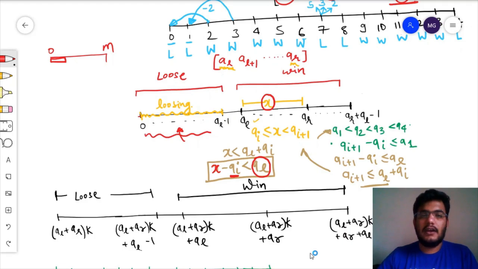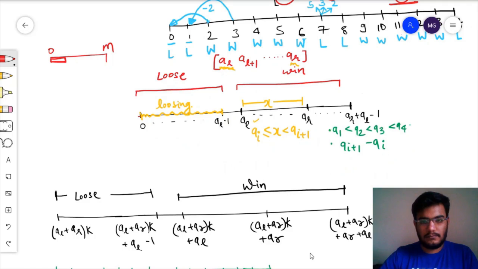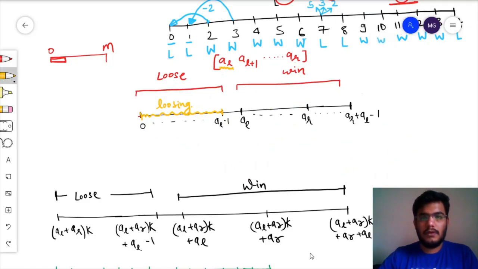So we can say that if X ranges from A_L to A_R, then definitely we can find a particular number from the subarray only, so that we can apply that operation and reach a losing state. So it proves that if a number is from the range A_L to A_R, then it's a winning state. So let's see how we can prove it for the rest of the range.